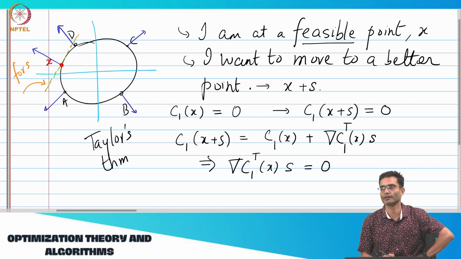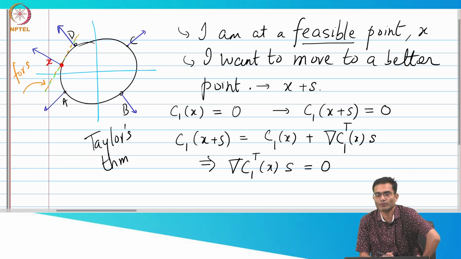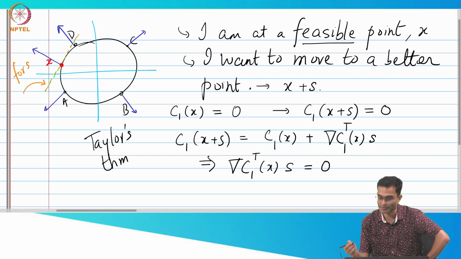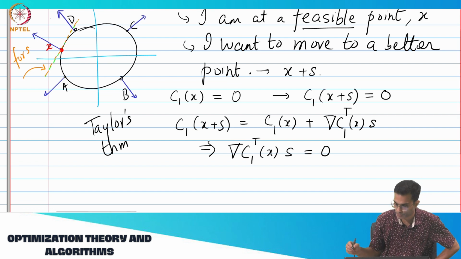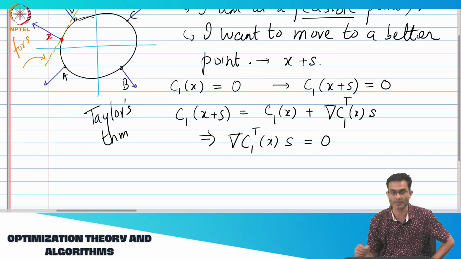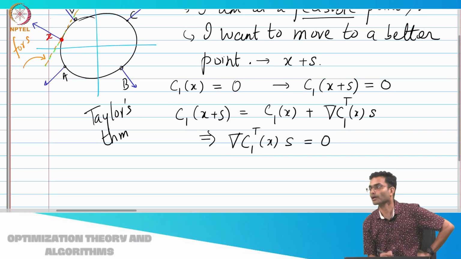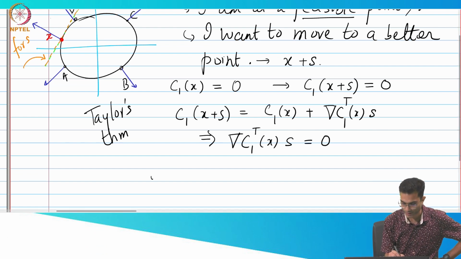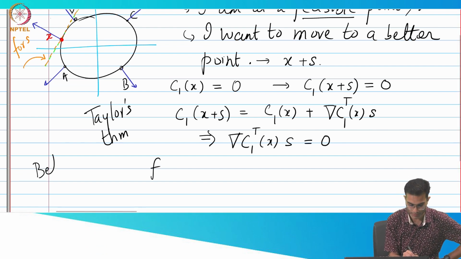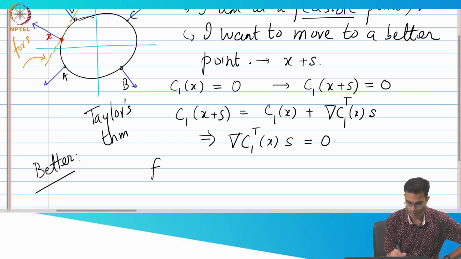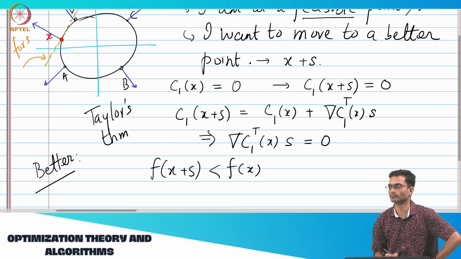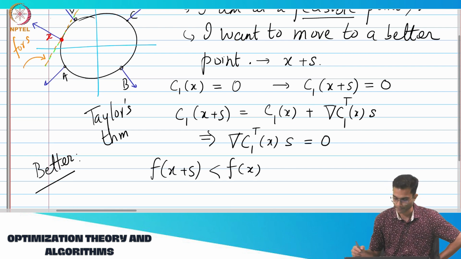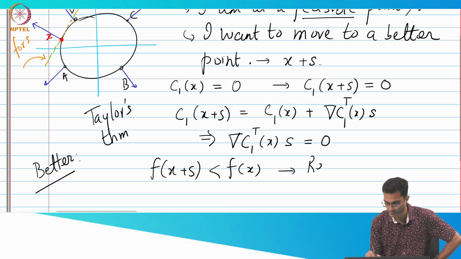So far I have commented on feasibility, but why am I doing this whole exercise? To go to a better position, right? So that has not yet been brought into the picture. To bring this into the picture, what does a better point mean? f of x plus s should be less than f of x. Only then is it an improvement, right? So this is what is required.